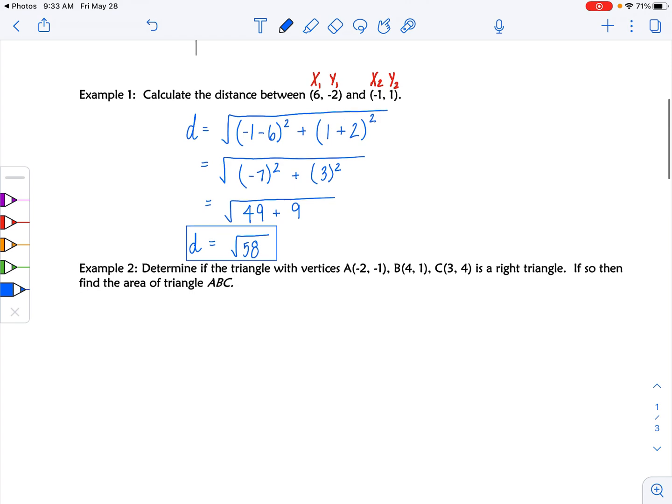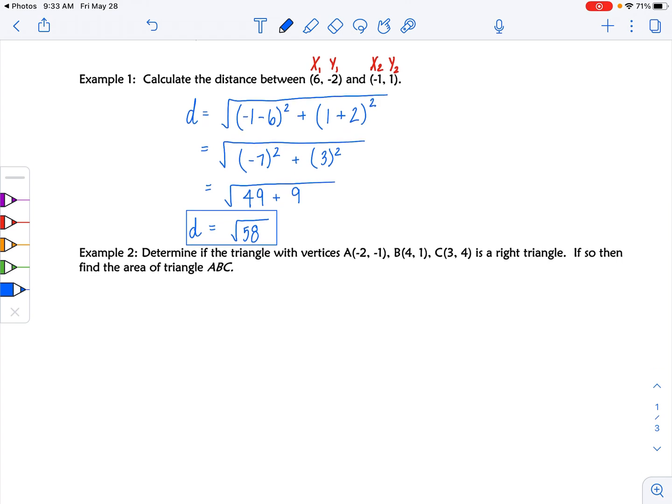Number 2, determine if the triangle with these vertices is a right triangle. If so, then find the area of the right triangle. You must be like, oh my gosh, geometry days, I love it. I know, it's pretty fun. Let's first draw our picture and see what we're working with.